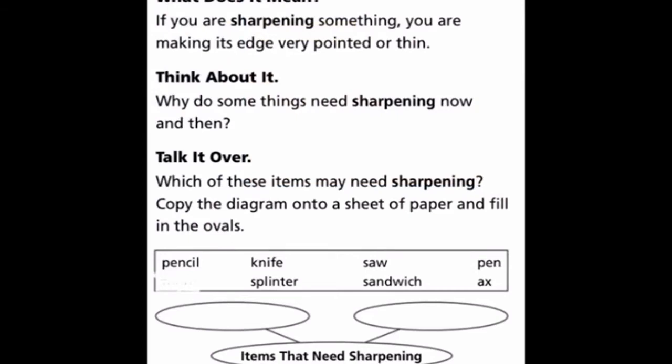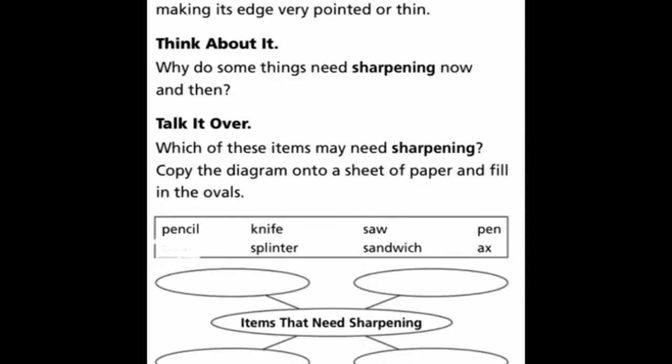Okay, let's talk about the word sharpening. What does it mean? If you are sharpening something, you are making its edge very pointed or thin. Do you only sharpen pencils? No. We have a lot of things we can sharpen. Like what? Let's talk it over.